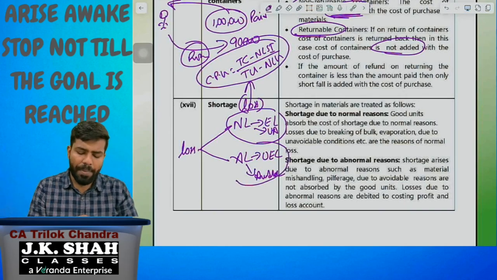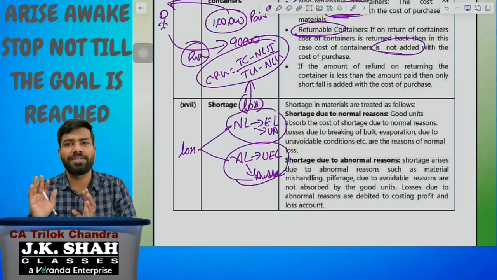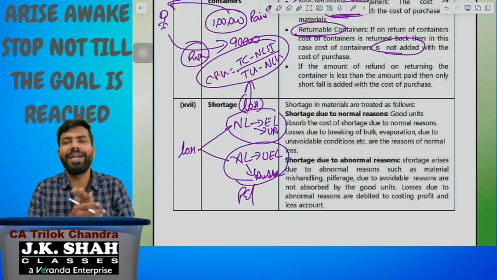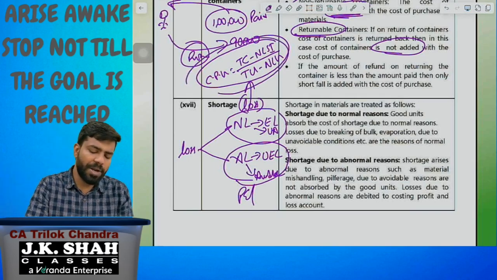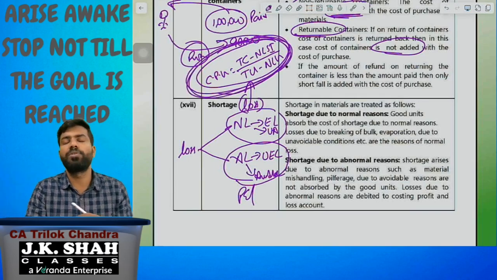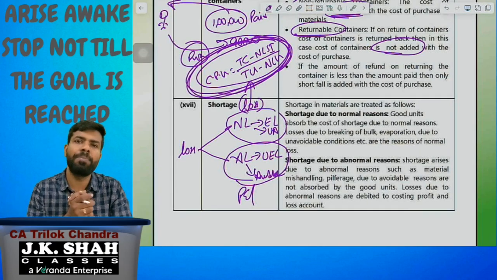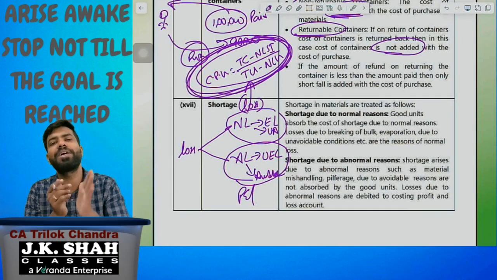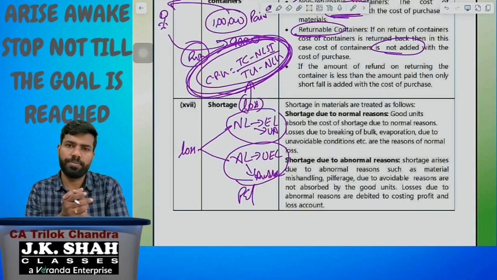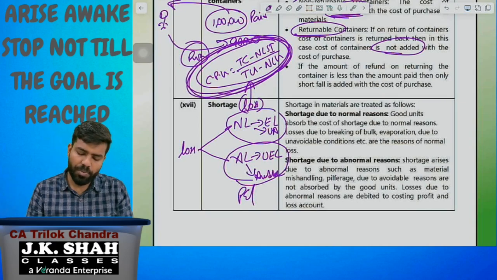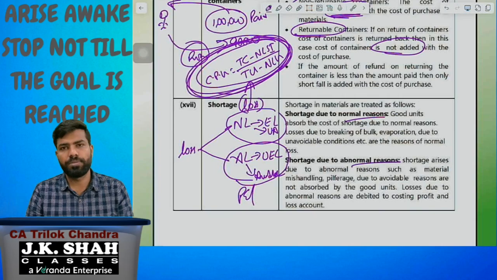When it comes to abnormal loss, it happened due to certain mistakes, so it will be transferred to the P&L account. So this is about normal loss and abnormal loss. Whenever there is a normal loss, this is the formula to calculate the cost per unit: total cost minus normal loss scrap income divided by total units minus normal loss units. Abnormal loss will be straight away transferred to the P&L account. So that is what about normal loss and abnormal loss.